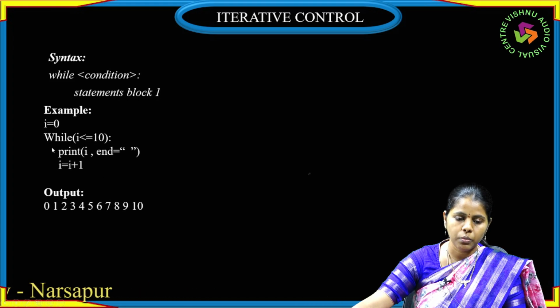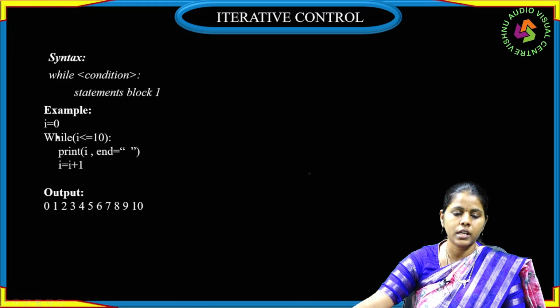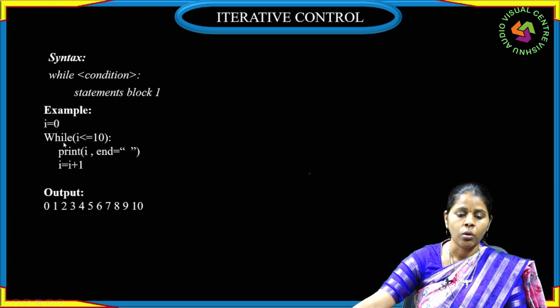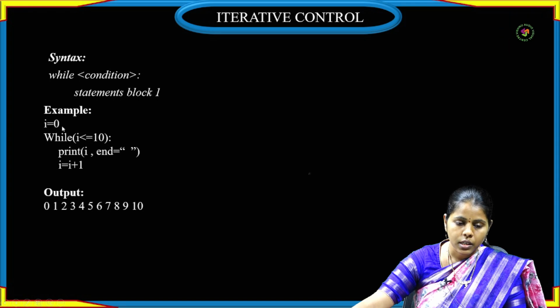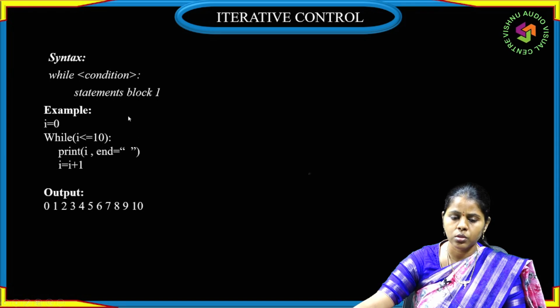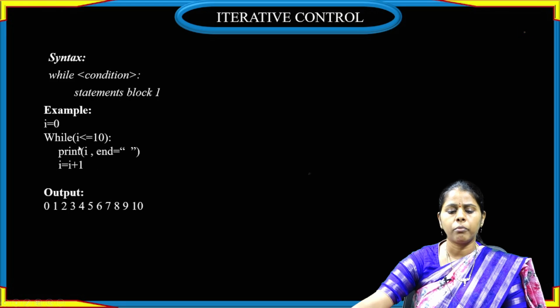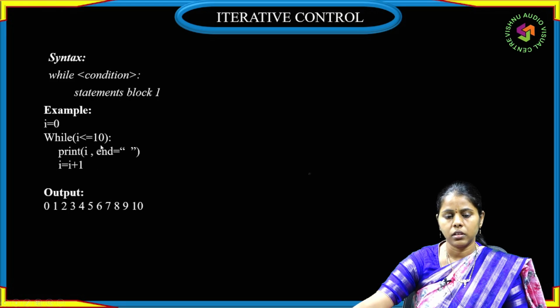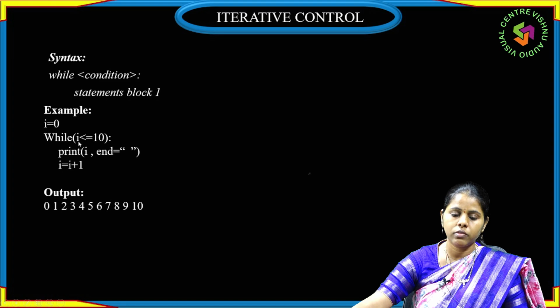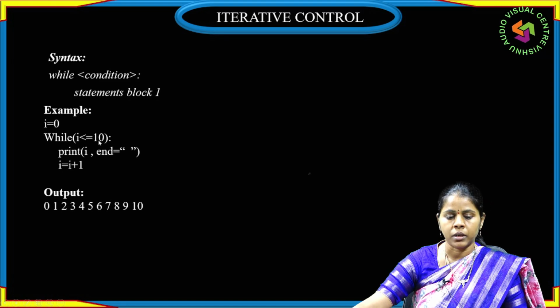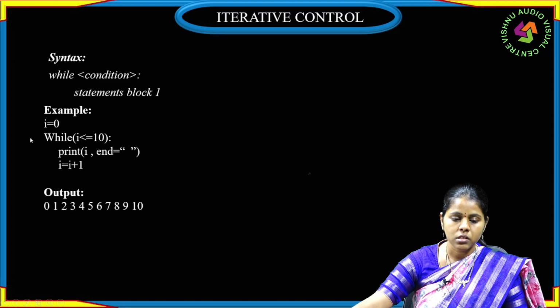So let's look at the program. I equal to 0. I am initializing the I value as 0. While I is less than or equal to 10. So 0 is less than or equal to 10. Here I want to print the numbers from 0 to 10, so I am giving equal to 10. If I give only less than, it will print 0 to 9. If I give less than or equal to, it will print the numbers 0 to 10.